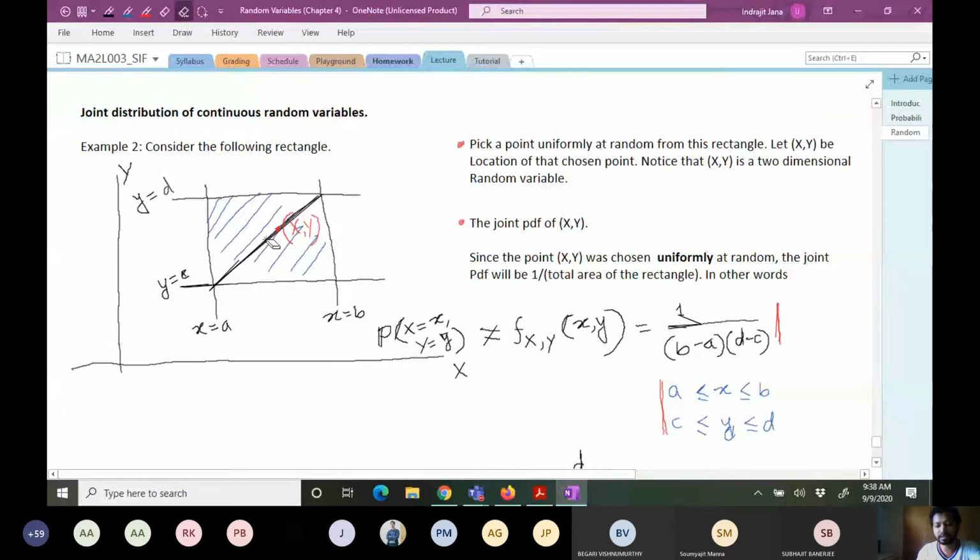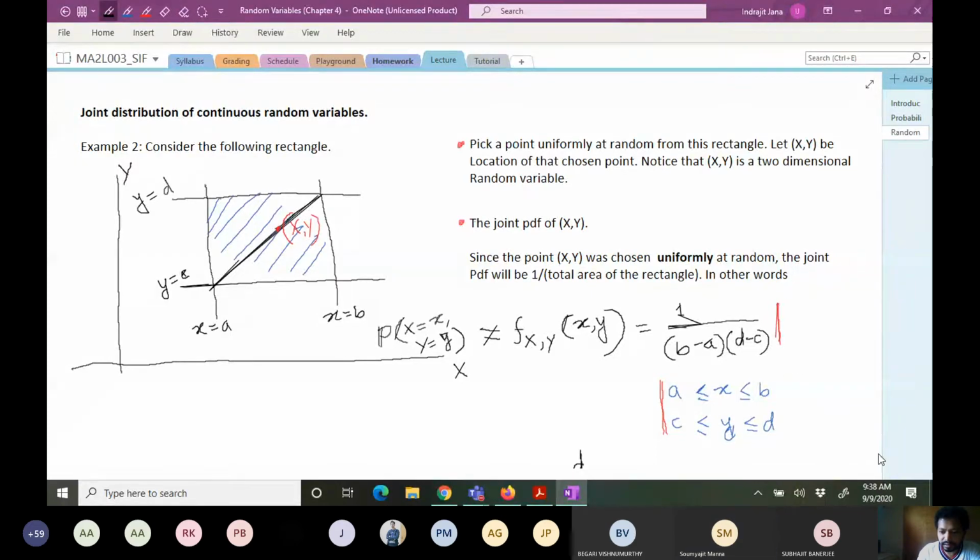Is there going to be any special problem if I take x and y in the diagonal? Hello? Hello?